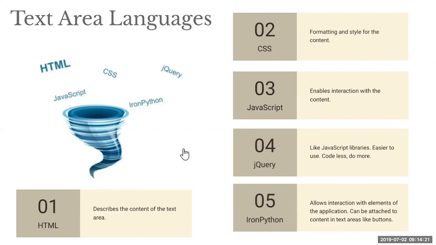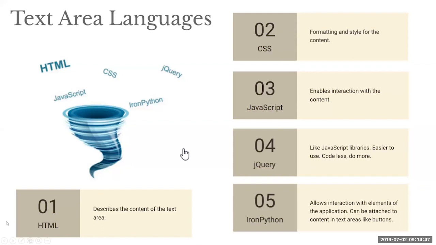jQuery can also be used in text areas, and it's essentially a JavaScript library so that you can code less and get more out of it. And then lastly, IronPython is the last language that you'll see applied in the text areas, and it allows you to interact with elements of the application. And interaction is often triggered by items in the text area, like property controls or buttons.